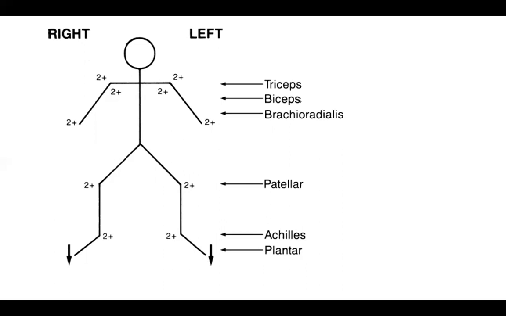The next is the brachioradialis. So this is on your wrist. So you want to hold the person's thumb to suspend the forearm in relaxation, strike the forearm directly about 2 to 3 centimeters above the radial styloid process. So that area that sticks out. Normally they would flex and supinate the forearm.